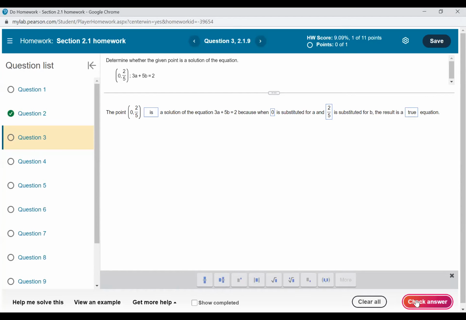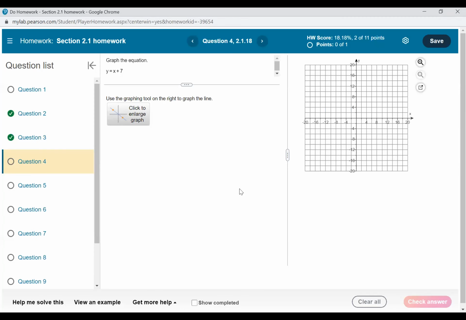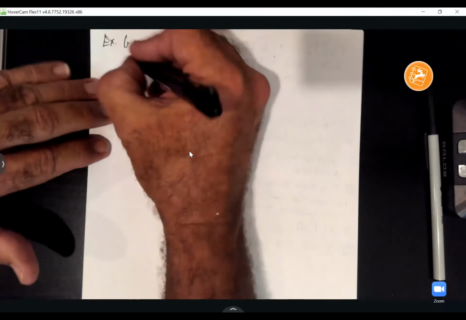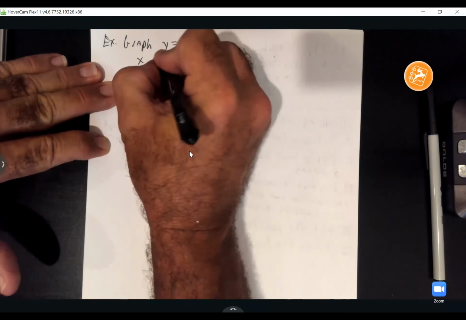So let's move that one on. So we did that one. Next question. So notice they want us to graph y equals x plus 7. So let's go work it. Get us a couple points, and then I'll show you how to graph this on MathLab. All right, so I'm going to make up my table. We said I got my x and my y.